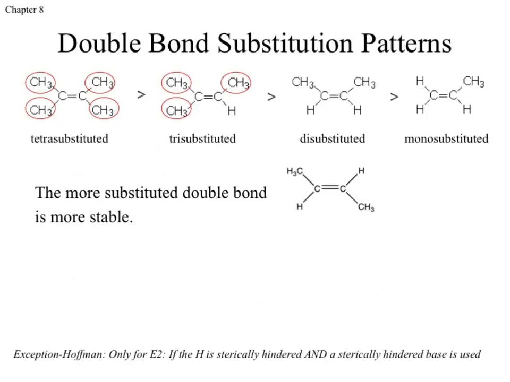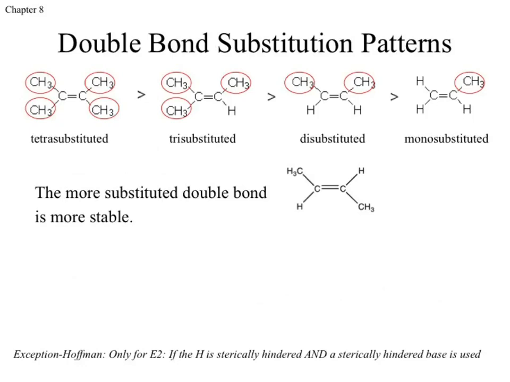Trisubstituted, we've got those three groups. That last position is a hydrogen, so we ignore it. Disubstituted and monosubstituted, the same general idea. The last thing that we could address on that is under our disubstituted, we do have that cis-trans option. Our trans is a little bit more stable than our cis.